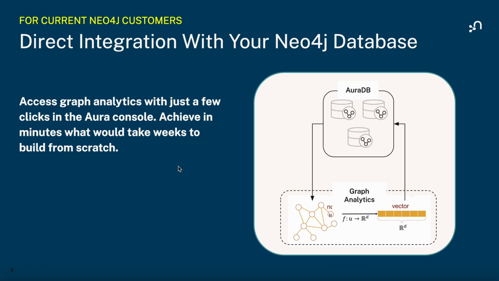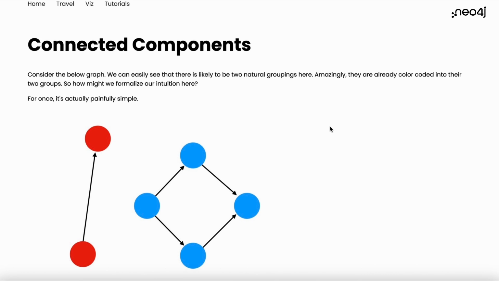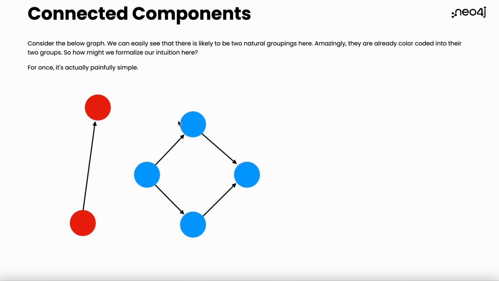But before we do that, I want to briefly talk about one of the key algorithms we're going to be using, which is weakly connected components. So consider the below graph. We have two pretty intuitively natural groupings here. And I actually already color coded them for your convenience. If you can't guess already, we've got this red group here and this blue group here.